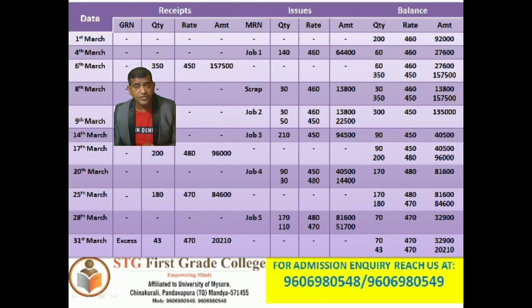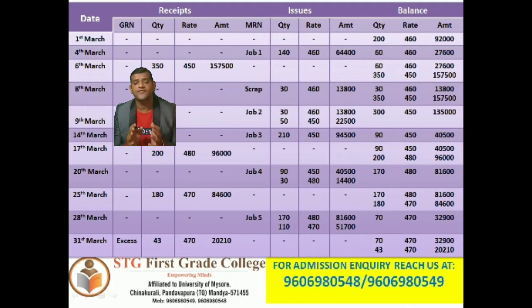On 6th March there is a receipt. So 350 units has been received at the rate of 450 rupees. So go to the receipts column. GRN nil, quantity 350 units at the rate of 450 rupees. Clear? At the rate of 450 rupees. So we have purchased 350 tons at the rate of 450 rupees.